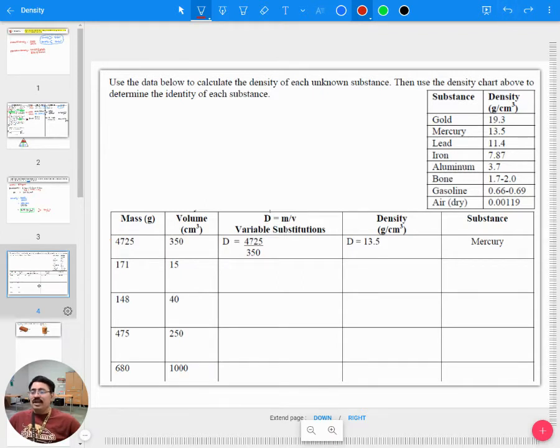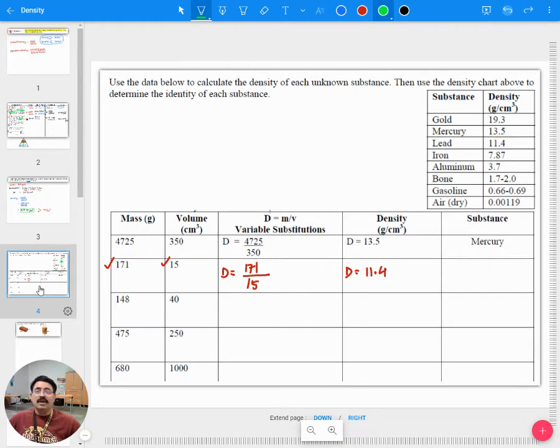In the same way, let's take the next question. I see that mass is given as 171 grams, volume is 15 cubic centimeters. Therefore, let me compute what the density is. Mass is 171 grams. Next, volume is 15 cubic centimeters. So let me take my calculator and compute 171 divided by 15. 11.4. So it is 11.4. Now let's see where 11.4 is in the table.